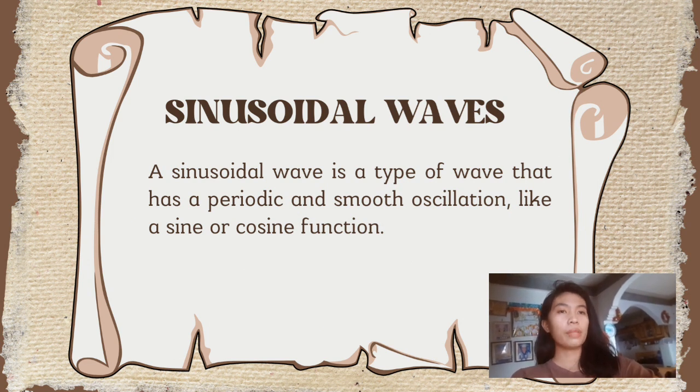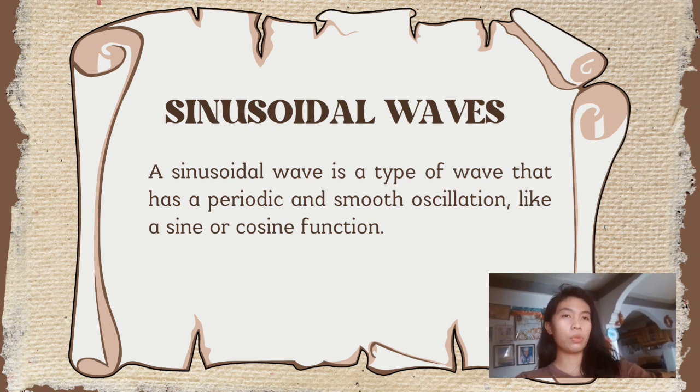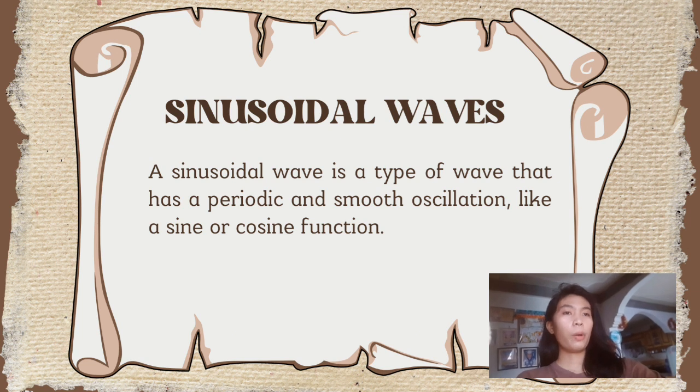A sinusoidal wave is a type of wave that has a periodic and smooth oscillation like a sine or cosine function. A sinusoidal wave can be sent along a string such as a guitar string or a rope by creating a disturbance at one end. The wave will propagate along the string with a certain speed, depending on the tension and the mass per unit length of the string. As the wave travels, it carries energy from one point to another.